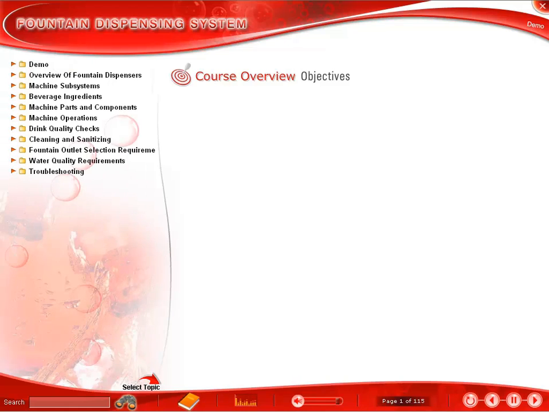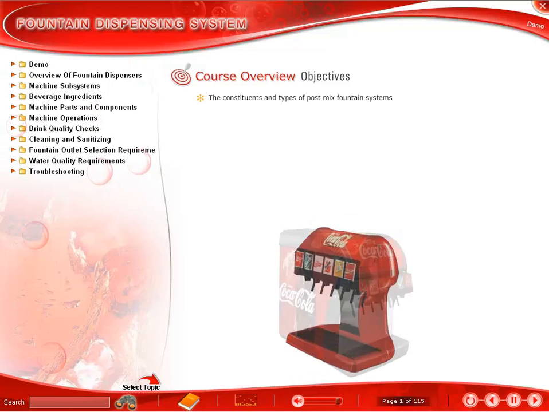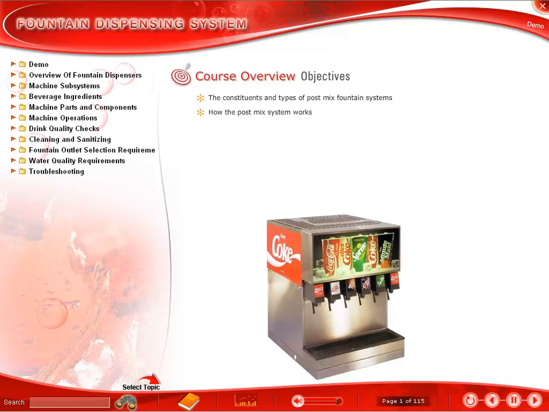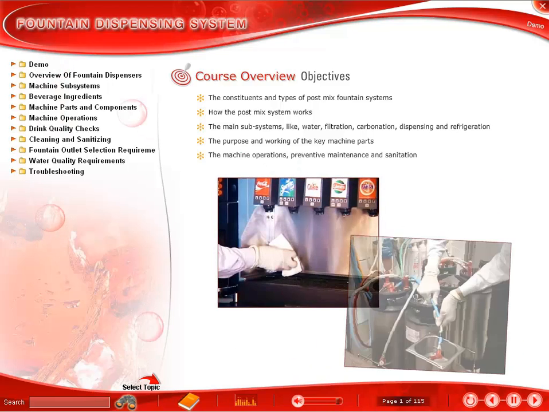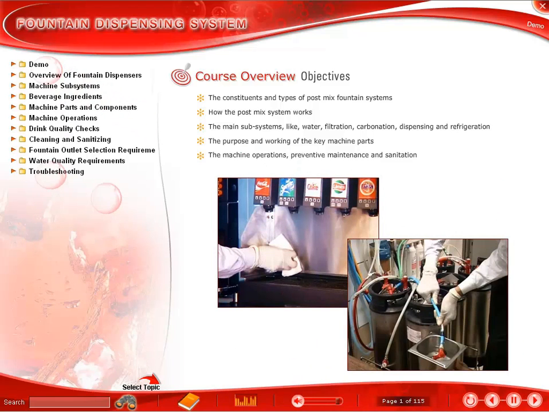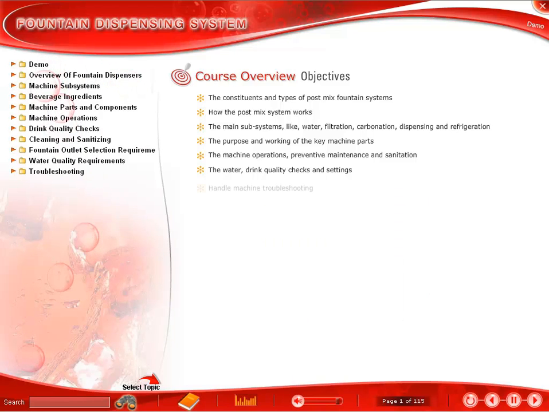Upon completion of this course, you should be able to explain the constituents and types of post-mix fountain systems, explain how the post-mix system works, describe the main subsystems like water, filtration, carbonation, dispensing, and refrigeration. Explain the purpose and working of the key machine parts. Explain the machine operations, preventive maintenance, and sanitation. Describe the water and drink quality checks and settings. Handle machine troubleshooting.